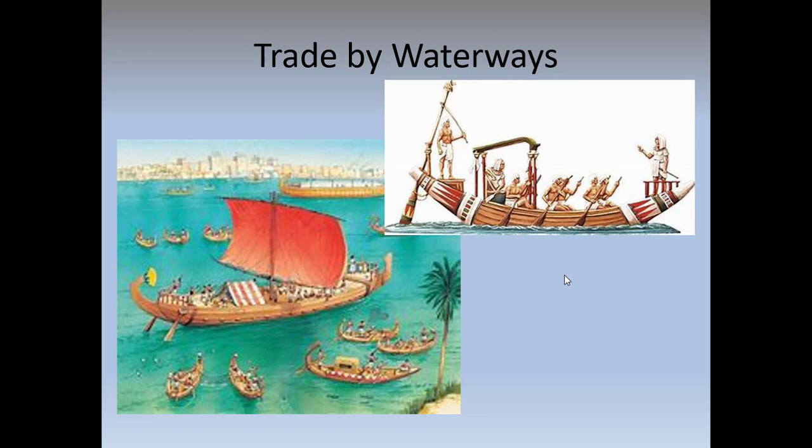But as ships became sturdier and more trustworthy, people ventured further out, and coastal trade was extended, and human contact was extended, and wealth was created. So the next part of your trade by waterways is the Mediterranean Sea. So here you see the sea here, and it's an interesting place. You could say it's almost a lake, with the exception of that little spot right there.